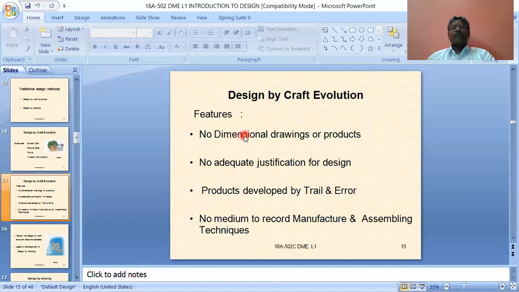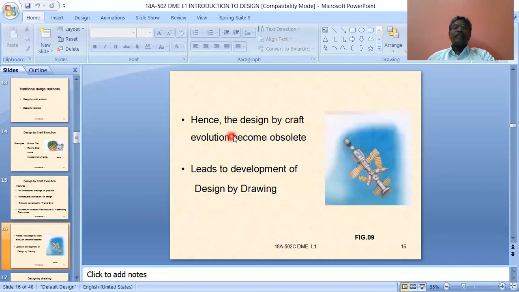And the main features of the craft evaluation are no dimensional drawings of the products and no adequate justification for design, and products developed by only trial and error methods. So no medium to record and manufacture and assembling techniques in this craft evaluation, and hence the design by craft evaluation becomes obsolete nowadays and leads to development of design by drawing only.